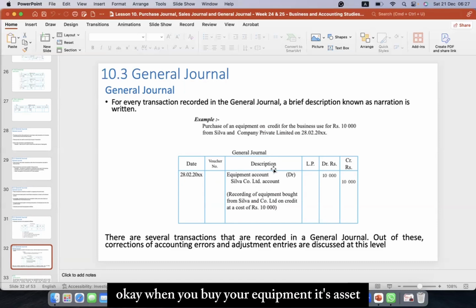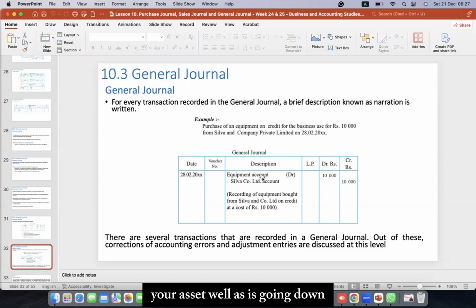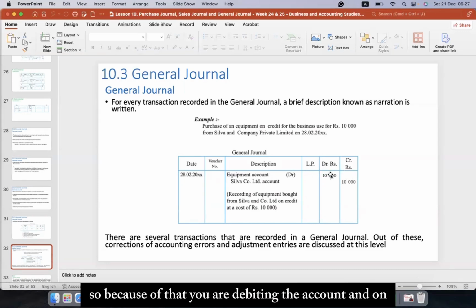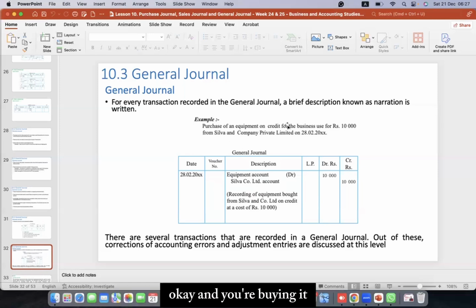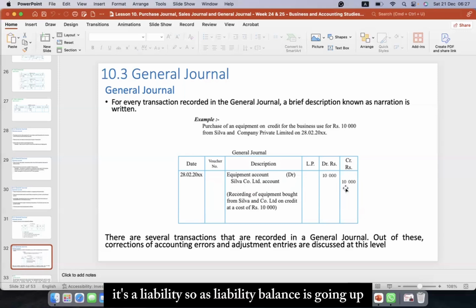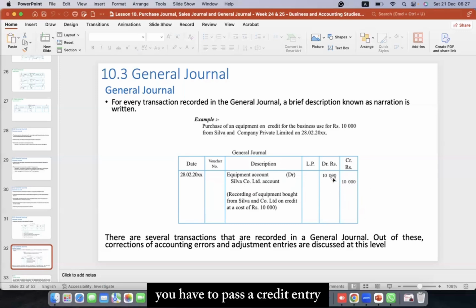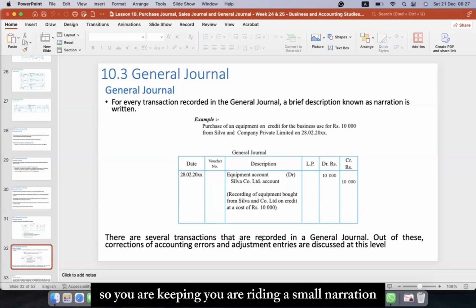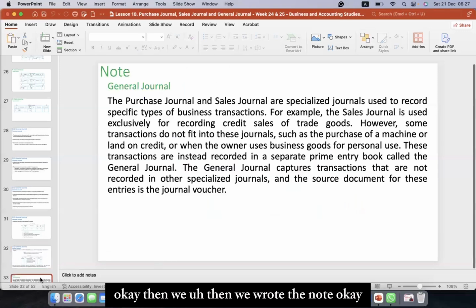When you buy an equipment, it's an asset, your asset balance is going up, so you are debiting the account. On the other hand, you're buying it from Silva Company on credit, so it's a liability. As the liability balance is going up, you have to pass a credit entry. And the next important thing is you are writing the transaction here: recording of equipment bought from Silva and Company Limited on credit at a cost of 10,000. So you are writing a small narration. Okay.